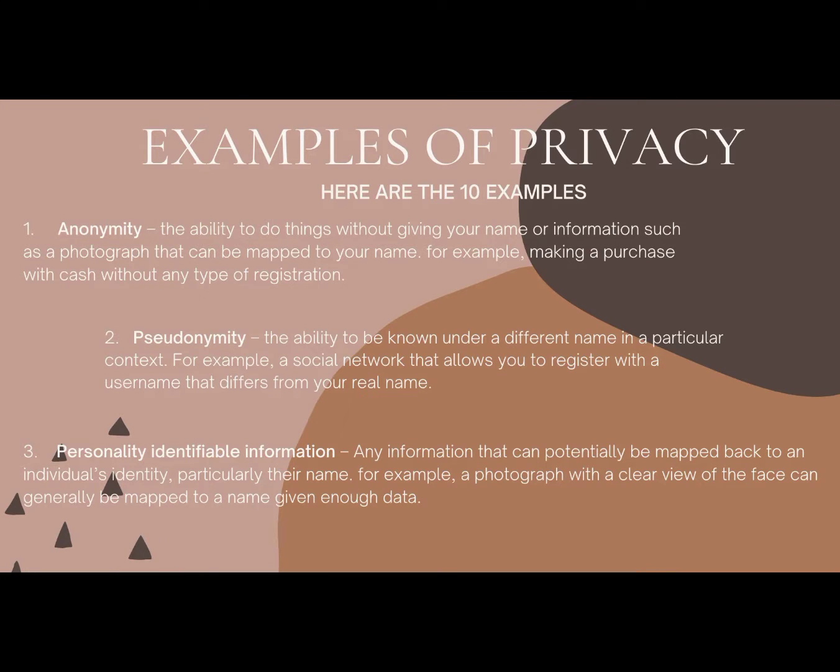Here are 10 examples of privacy. First, anonymity, the ability to do things without giving your name or information, such as a photograph, that can be mapped to your name. For example, making a purchase with cash without any type of registration. Second, pseudonymity, the ability to be known under a different name in a particular context. For example, a social network that allows you to register with a username that differs from your real name. Third, personally identifiable information, any information that can potentially be mapped back to an individual's identity, particularly their name.